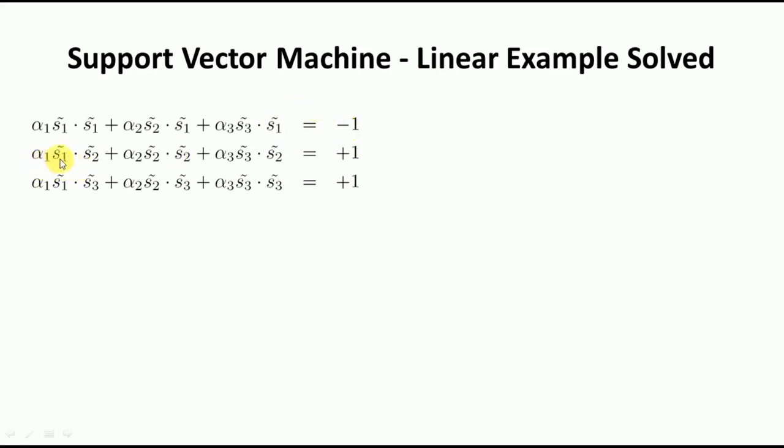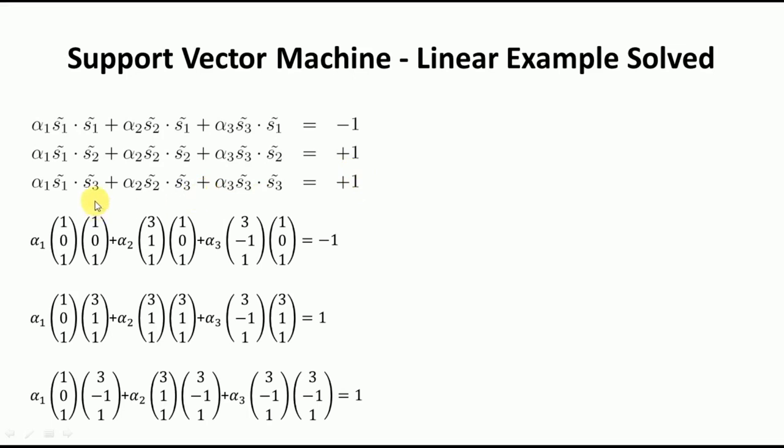Similarly, alpha 1 S1 S2 plus alpha 2 S2 S2 plus alpha 3 S3 S2. In this case S2 is common, and S2 is present on the positively labeled data set, so we equate this equation to plus 1. Similarly, alpha 1 S1 S3 plus alpha 2 S2 S3 plus alpha 3 S3 S3. In this case S3 is common. Again S3 is present on the positively labeled data points, so we equate it to plus 1 here.